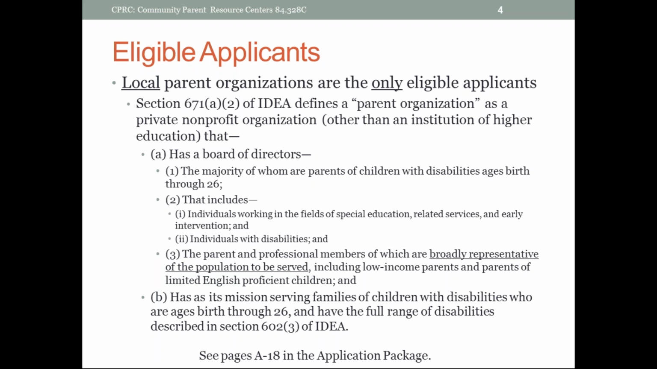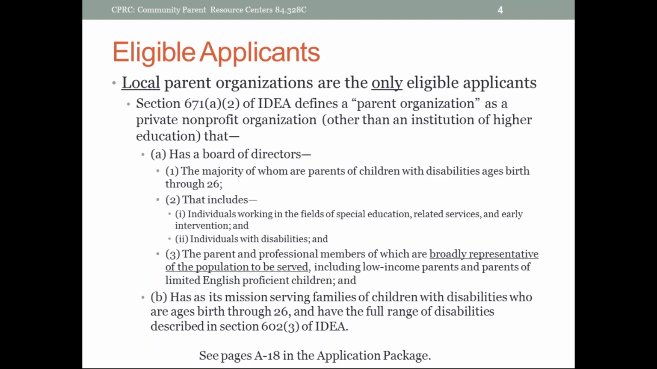So it can't be, for example, if you're going to be serving people in Scranton, Pennsylvania, your board of directors can't be from Philadelphia. They have to be from that community. They have to be representative of the community that you will be serving. So that's very important. It's one of the things that we look for when determining whether or not an application is eligible to be reviewed.